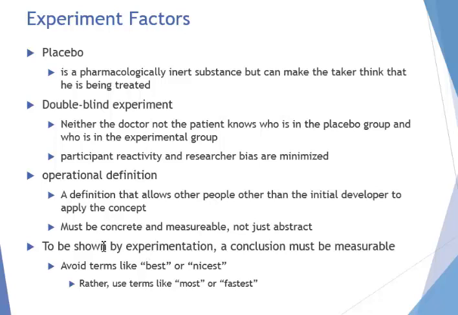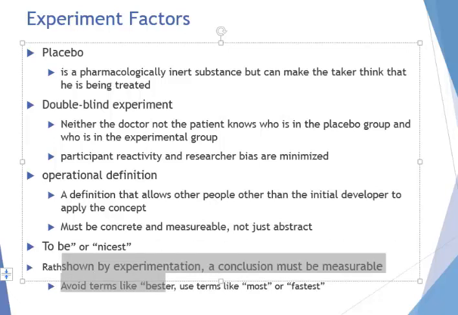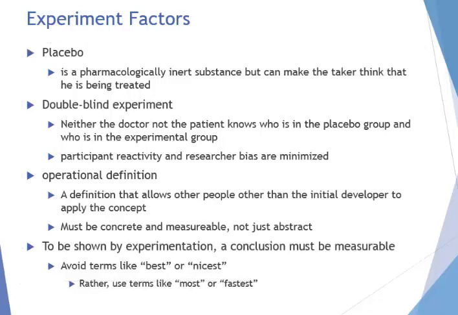And finally, to be shown by experimentation, a conclusion has to be measurable. You can't, for example, show that a person who takes this will be in a better mood. The person who takes this pill will be nicer. The person who takes this steroid will be fastest. Well, actually, fastest does work because fastest is measurable. You can see how when two people run something, you can tell which one is faster.